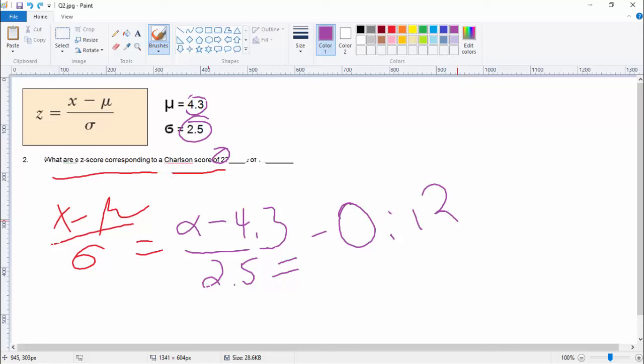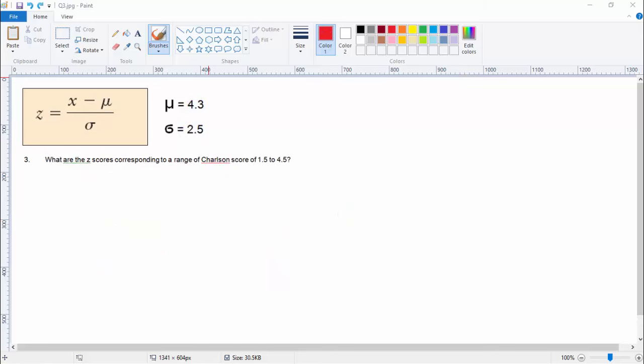All right? Moving on to question 3, which is similar to 1 and 2, but it's a little different. This one asks, what are the z-scores corresponding to a range of Charlson scores? A range from 1.5, which isn't so bad, to 4.5, which is a little bit bigger than the mean. So what would you do with that?